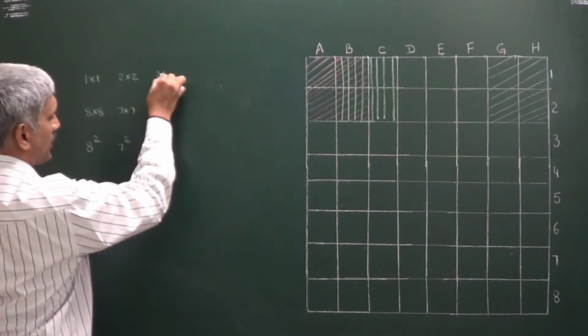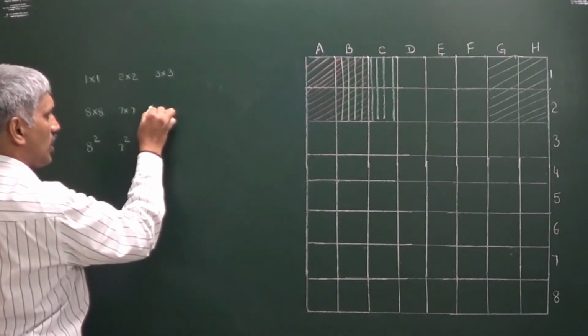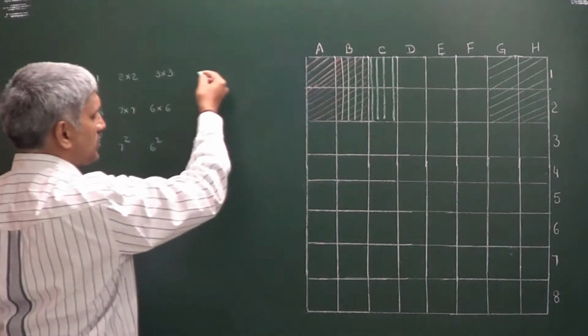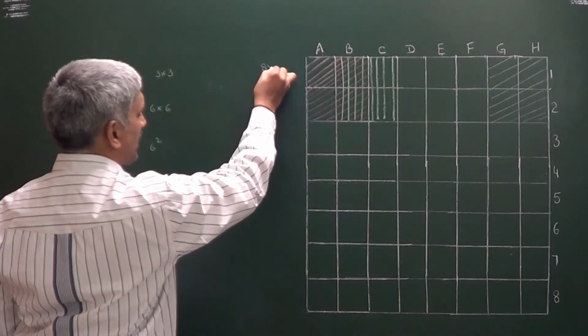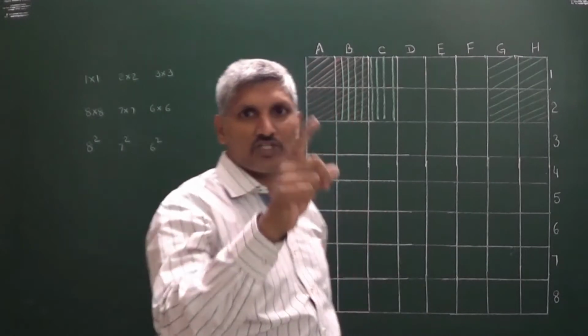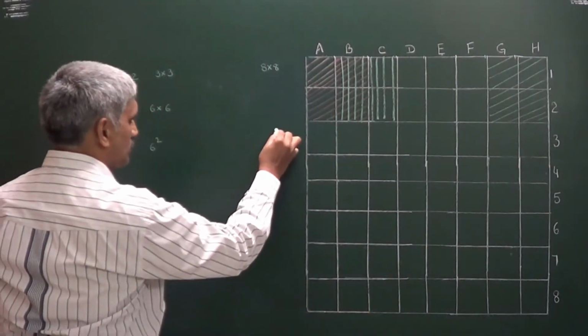Similarly, we can proceed to 3 by 3 squares. We have 6 into 6, that's why 6 squared. So if you continue like that, finally you will get an 8 by 8 square. That is nothing but this big square. There is only one, that we can write as 1 squared.